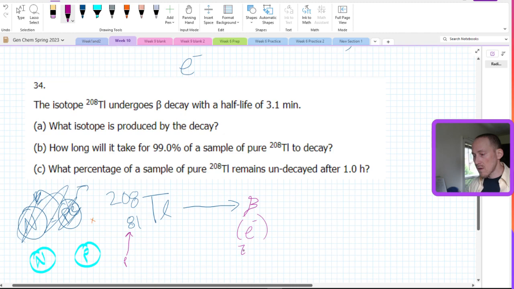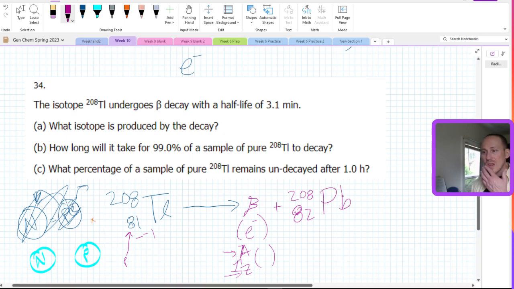which really means in our mass and charge situation, this is going to go up, right? We're losing it, and it's negative. So that's going to be minus 1. So it's going to become element 82, which is lead.